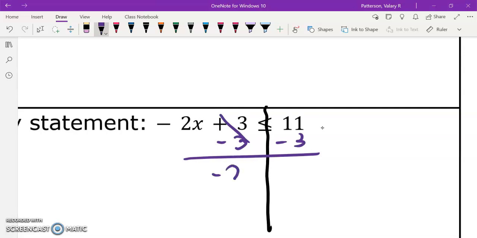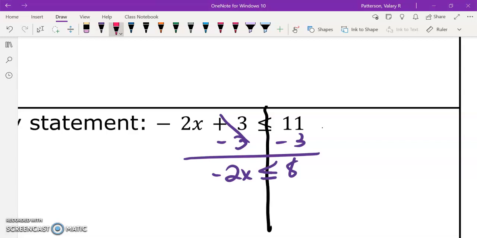Bring down the negative 2x. Bring down your inequality. Don't switch it because we haven't done anything to cause us to switch it. And 11 minus 3 is 8. Remember to use inverse operations because you want it to go to 0. 3 minus 3 is 0. And don't lose that negative when you move it to the other side.